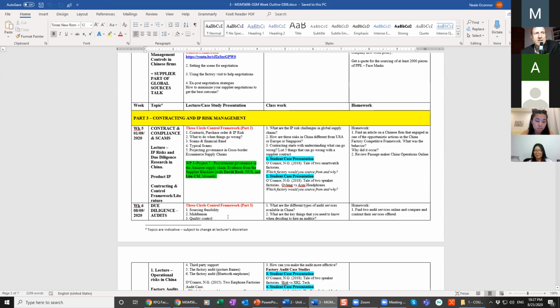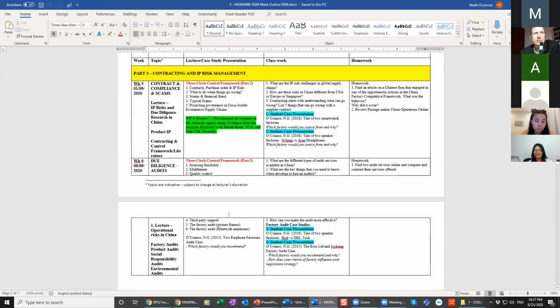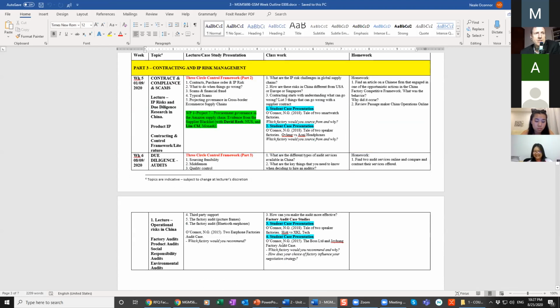And then the week after, we're looking at auditing, and that's where we've got the other case presentations, which we'll look at. All right, I'll talk to those groups Wednesday, Thursday, Friday this week.